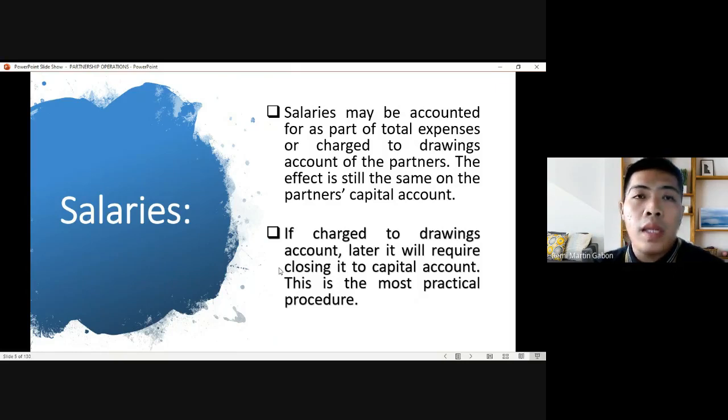Some other books will present it directly as an addition or charge to the capital account to increase the capital of the partner. However, some books present it as charge muna sa drawing, then after drawing, close it to the capital account, thereby increasing the capital account. Charge muna sa drawing, then later on, i-close sa capital account. Okay? So, mas common ang pag-charge sa drawing account.